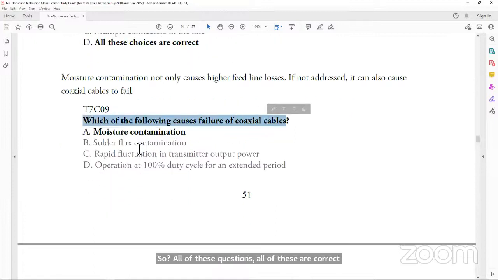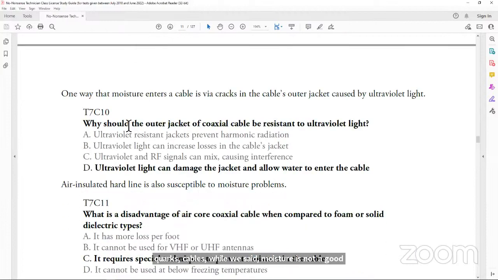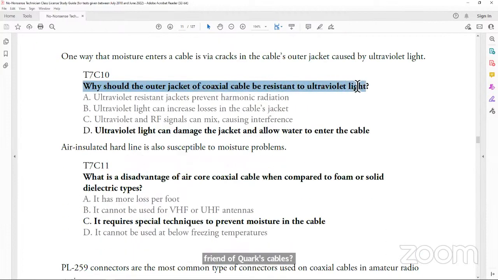Yeah. So which of the following causes failure of coax cables? Well, we said moisture is not a good friend of coax cables. So moisture contamination is the correct answer.